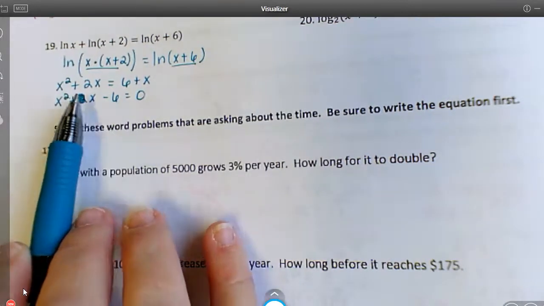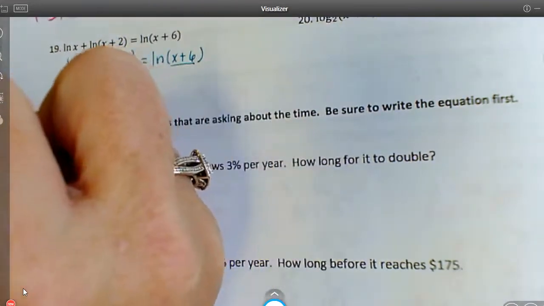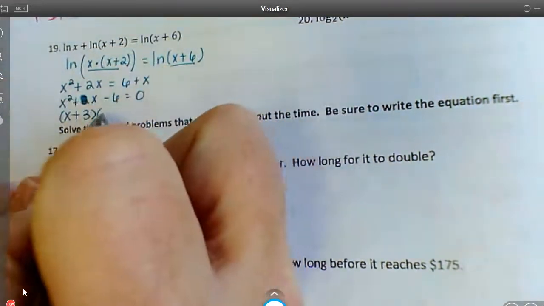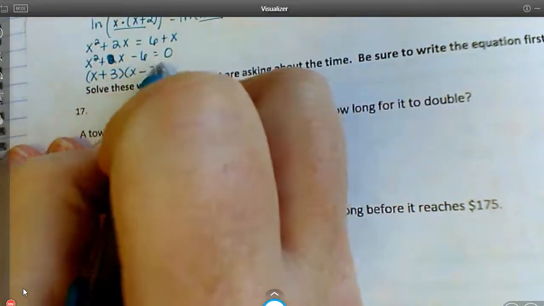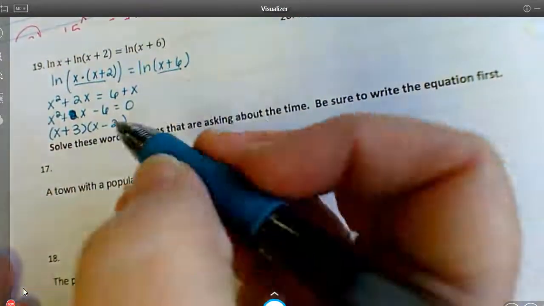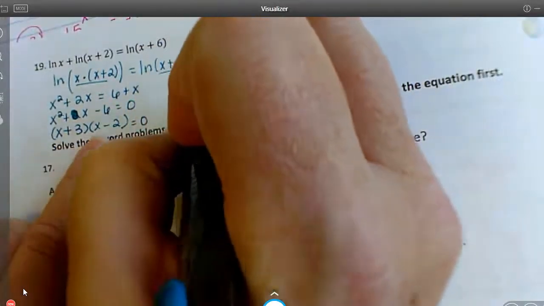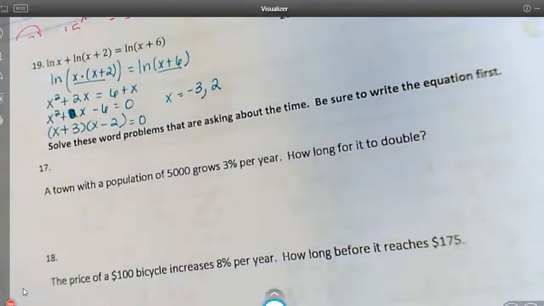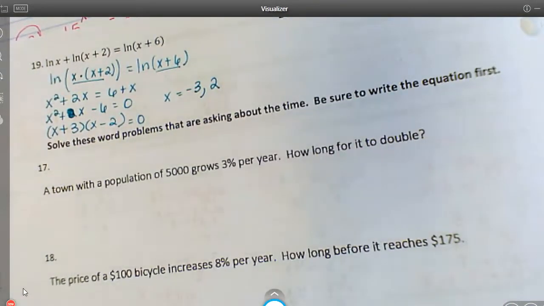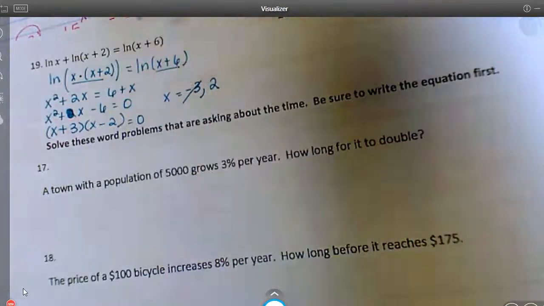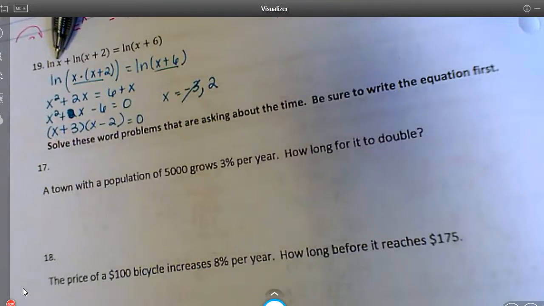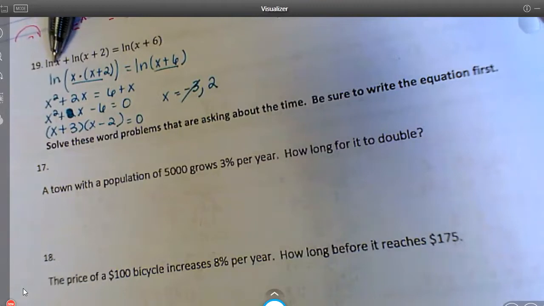2 times 3 does give me 6, and 3 minus 2 gives me 1. So that would be x plus 3, x minus 2. When you work that out, that's going to give me x equals negative 3 and x equals positive 2. I think positive 2 is going to work in my equation. Negative 3 is not going to, and the reason is because when I plug the negative 3 right here, I would have natural log of a negative, which is not a good thing, and so that can't happen.